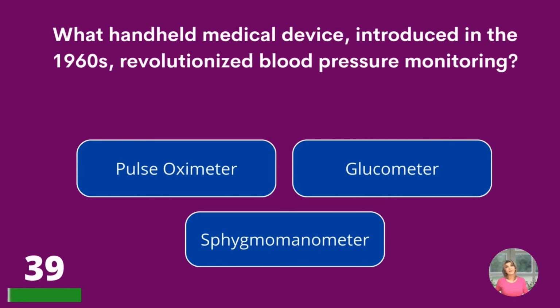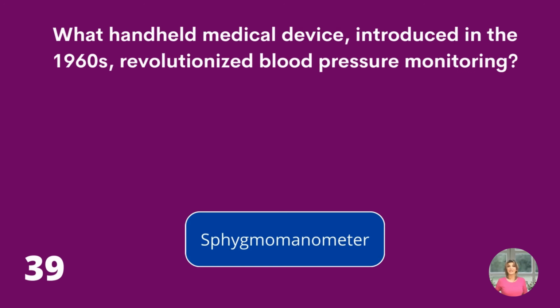What handheld medical device introduced in the 60s revolutionized blood pressure monitoring? Pulse oximeter, the glucometer, or the sphygmomanometer? The sphygmomanometer.